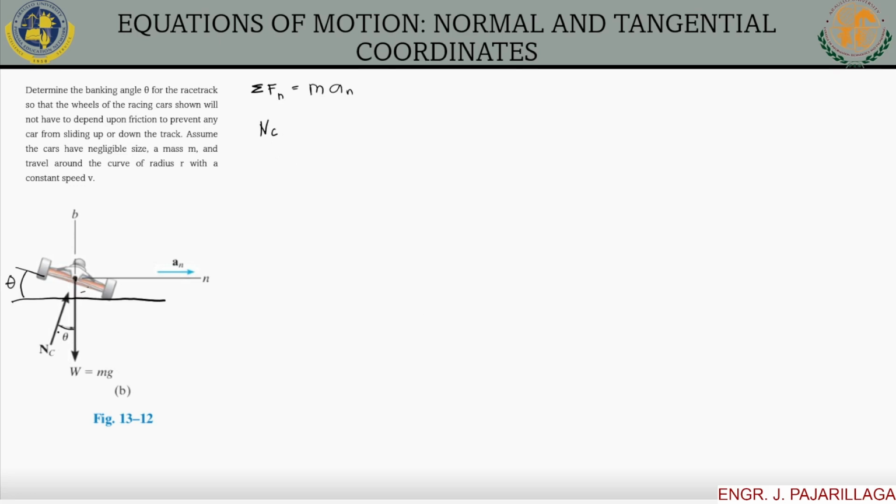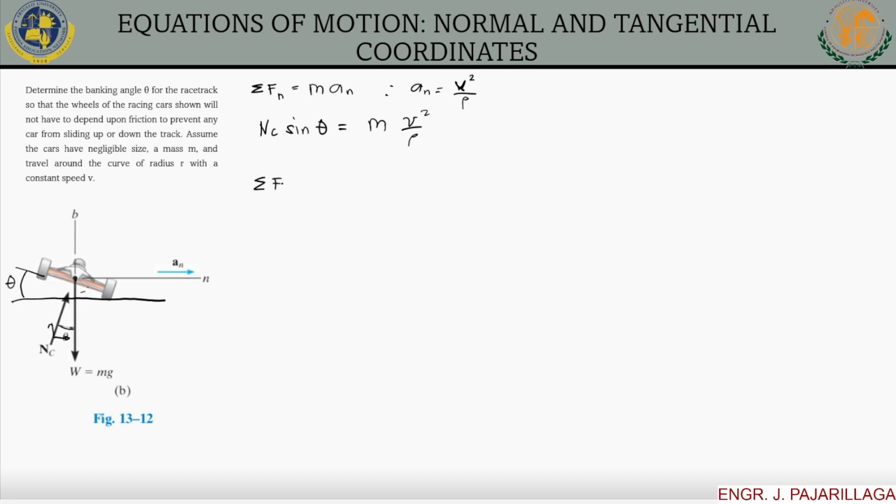And if we want to get the horizontal component of this Nc, that would be sine theta, opposite the angle. Nc sine theta is equivalent to m times an, take note that our an is equivalent to the velocity of the car, v squared, over the radius of curvature. Okay? So, ilalagay natin yun dito. We have v squared over rho. Right? So, that is the equation for the summation of forces horizontal.